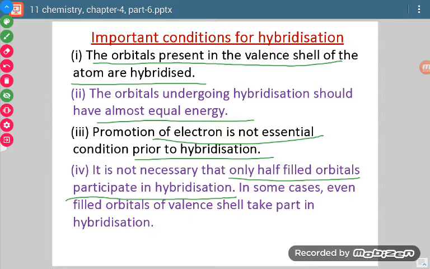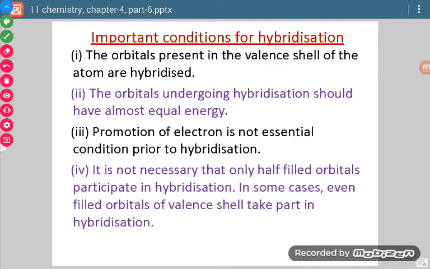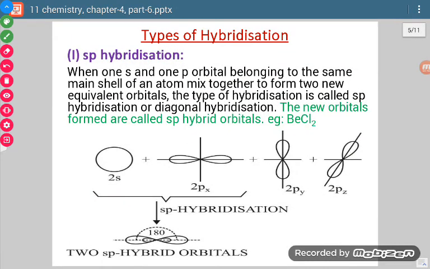This is what we said for the covalent bond formation. But in case of hybridization, there may be a vacant orbital, a fully filled orbital, or a half-filled orbital which is involved in the process of hybridization. Now let us discuss first of all sp hybridization.